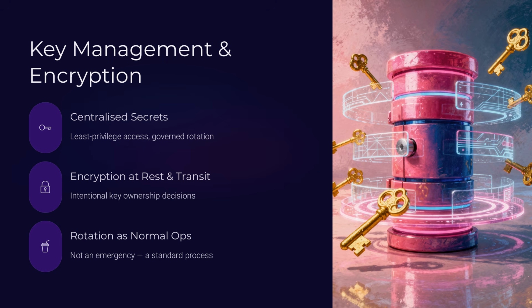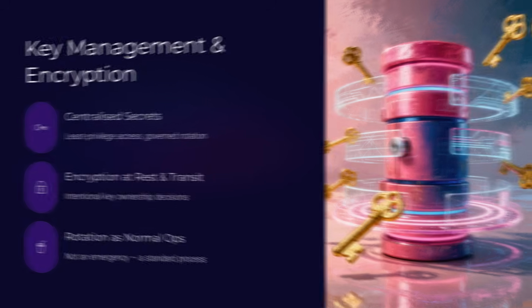You store secrets centrally, control access through least privilege, and design rotation as a normal operation rather than an emergency. You apply encryption expectations for data at rest and data in transit, and you make key ownership decisions intentionally based on risk and compliance needs. The leadership outcome is reduced breach impact and stronger compliance posture. The architectural outcome is a consistent security pattern that prevents secret sprawl and reduces operational incidents caused by credential exposure.